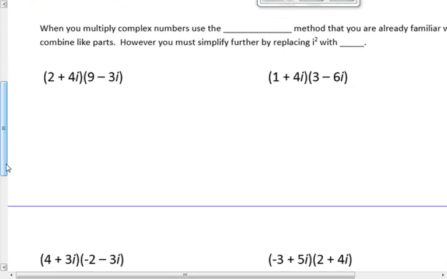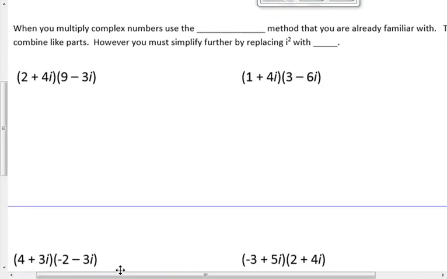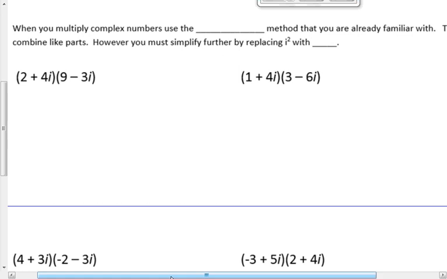So let's move on to multiplication. It's the last thing we're going to cover today. When you multiply complex numbers, use the blank method that you're already familiar with. I've already told you that this is kind of like polynomials, so you might not remember the two methods that you learned to multiply polynomials. You learned FOIL and you learned box.